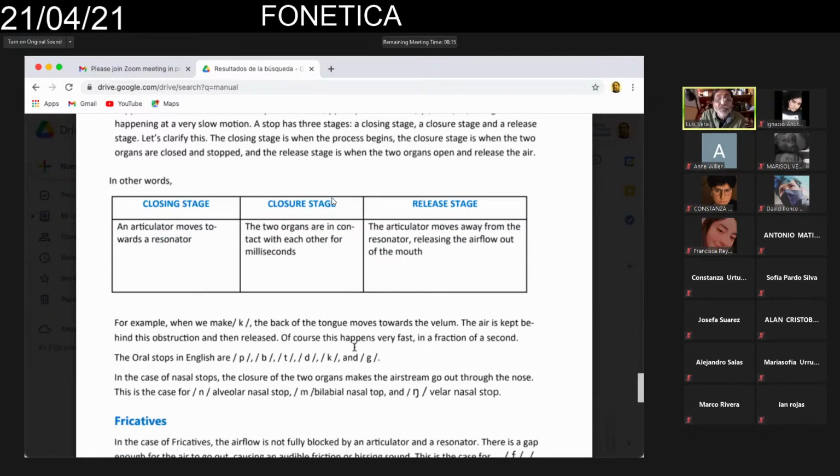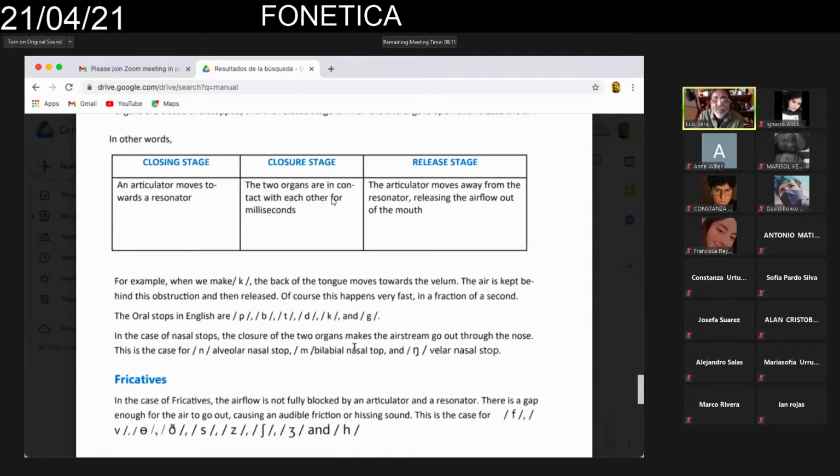Crazy, but true. For example, when we make k, the back of the tongue moves towards the velum. The air is kept behind this obstruction and then released. Of course, this happens very fast, in a fraction of a second. The oral stops in English are p, b, t, d, k, and g. In the case of nasal stops, the closure of the two organs makes the air stream go out through the nose. This is the case for alveolar nasal stop, bilabial nasal stop, and velar nasal stop.